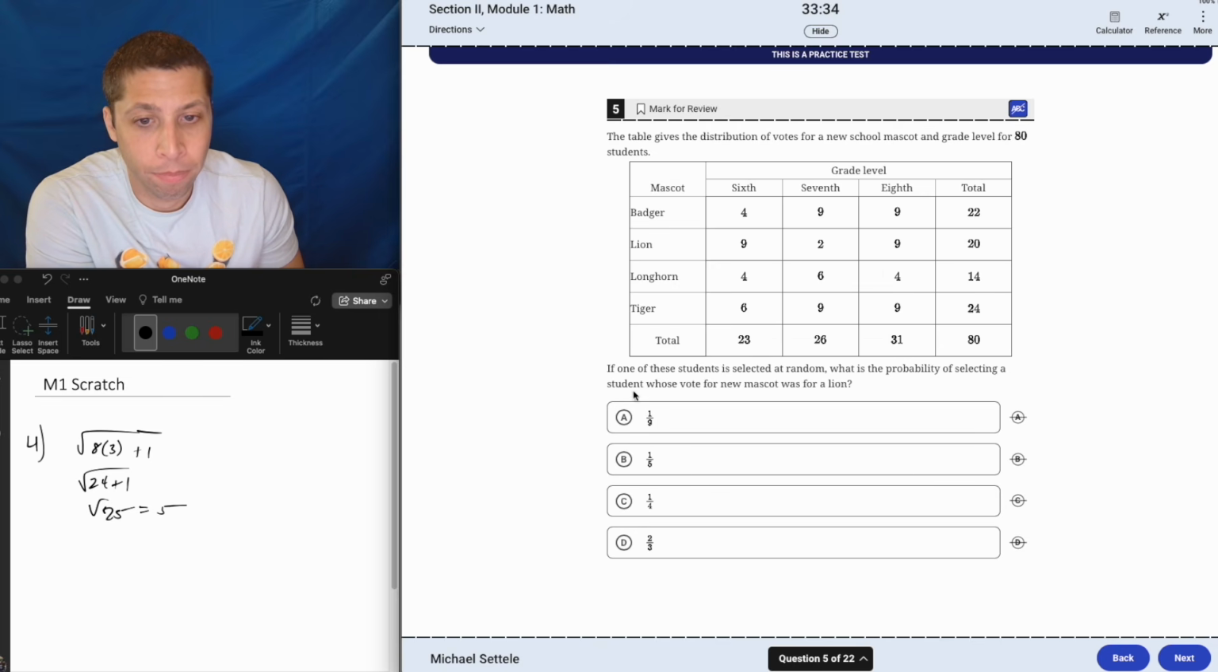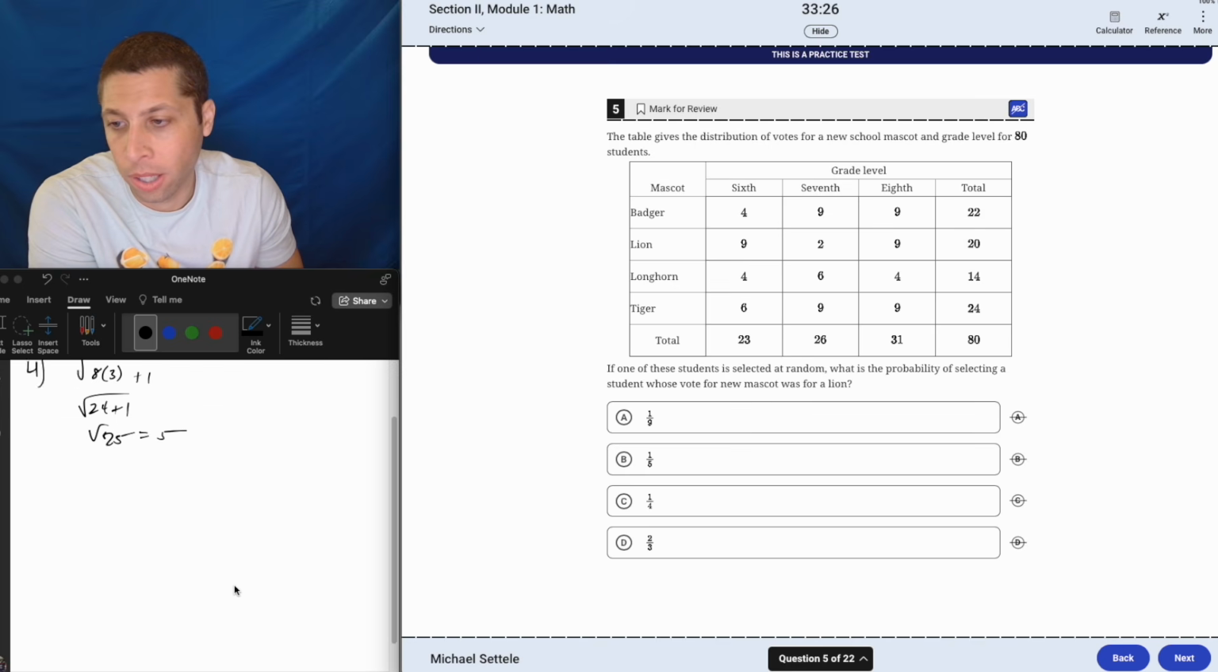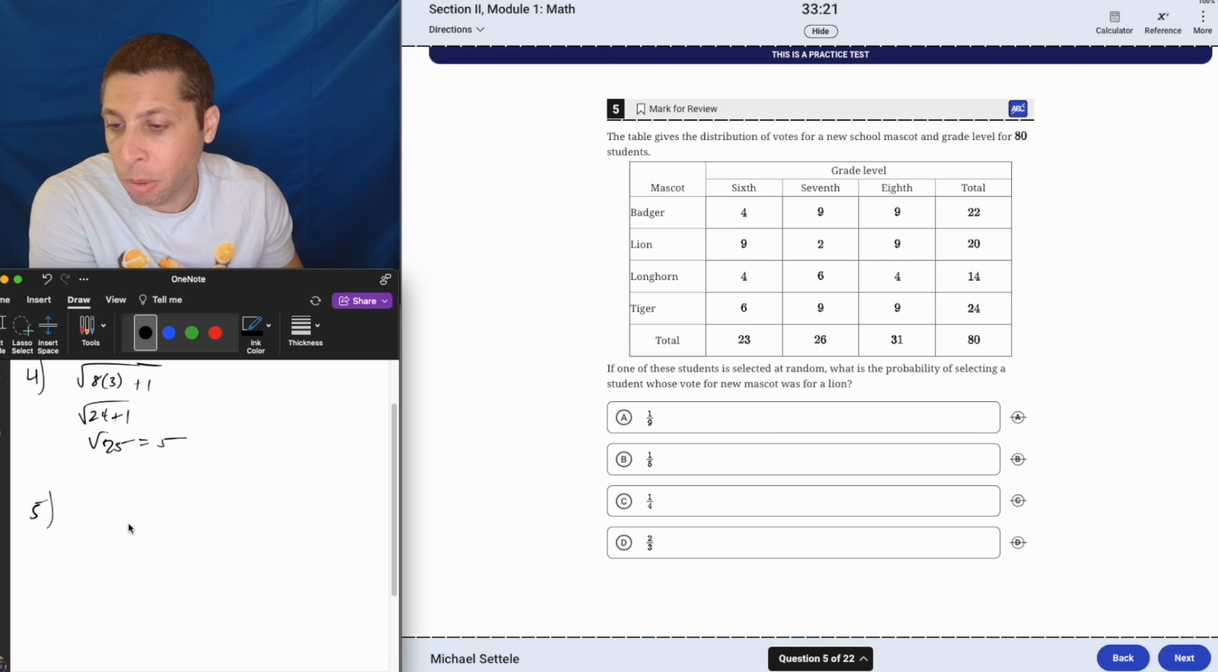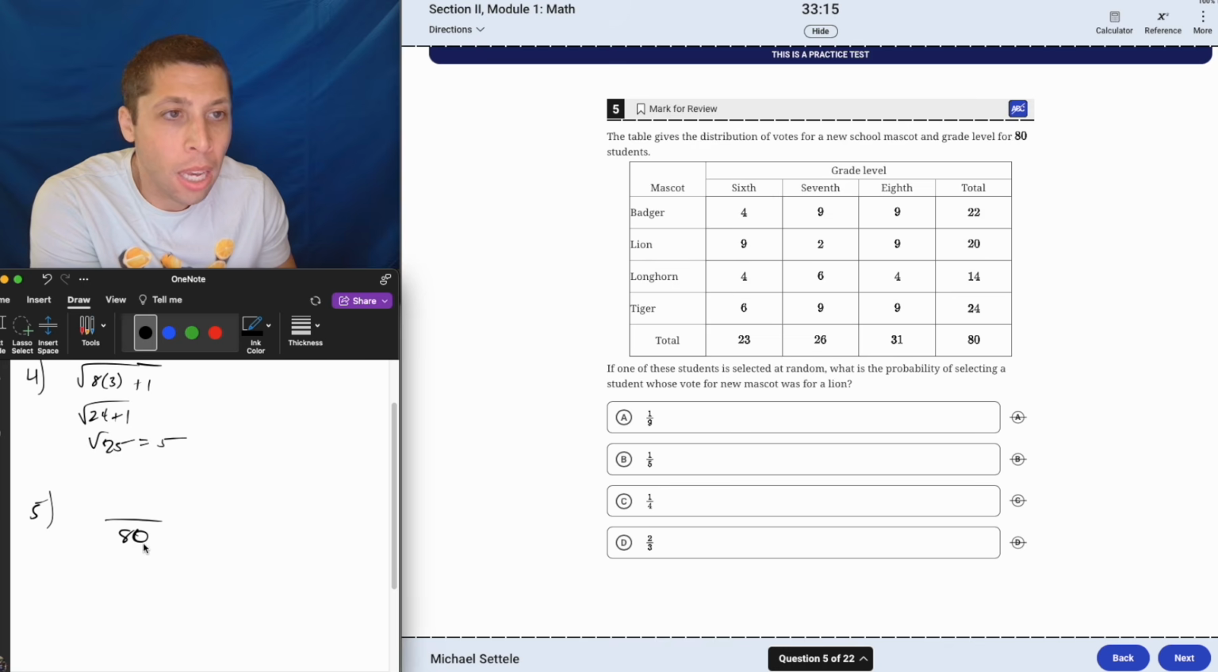Okay. If one of the students is selected at random, what is the probability of selecting a student whose vote for the new mascot was a lion? So one of the students, this is telling me it's everyone. So the denominator is 80. Right, so you're always making a fraction. Always focus on the denominator. But usually they're going to limit the denominator in some way. They're not doing that here. So 80 students. What is the probability of selecting a student whose vote for the new mascot was a lion?